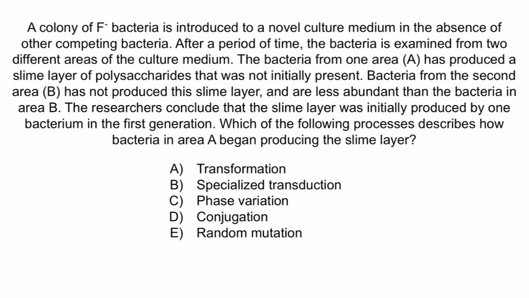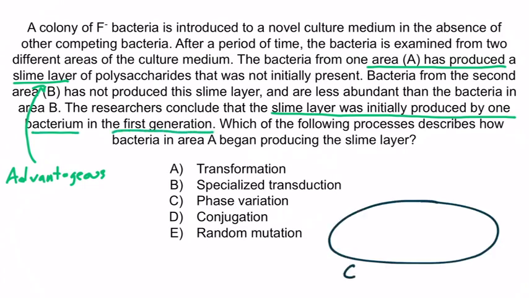Hopefully from the question stem, you notice that the bacteria in area A produced the slime layer, which gave it an advantage. And we know that it was advantageous because the bacteria in area A were more abundant than the bacteria in area B. You could say that this made the bacteria more virulent, at least as it relates to survival and growth on this novel medium. The next thing you may have noticed is that this change occurred in one bacterium, because the slime layer was initially produced by one bacterium in the first generation.